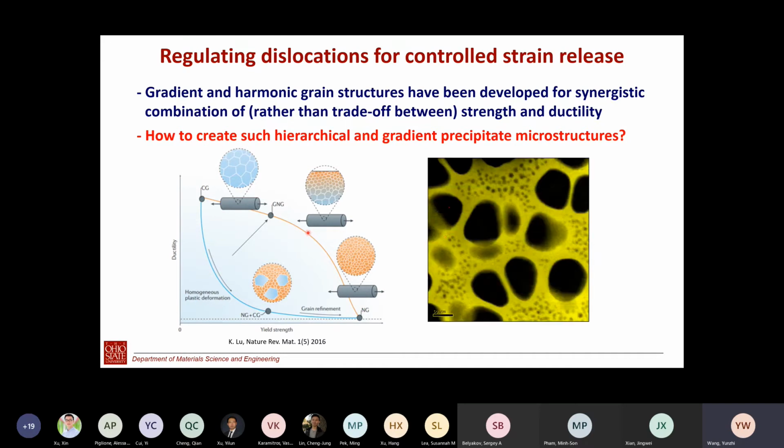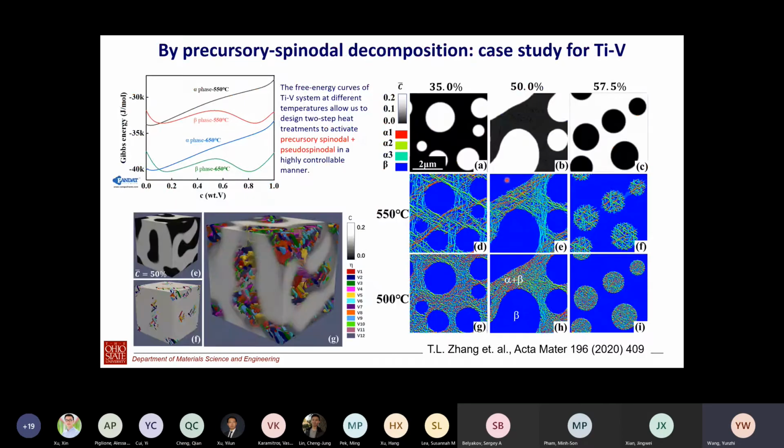So this is a typical microstructure observed in nickel-based superalloys. You can easily develop a bimodal microstructure. You have large precipitates, you have small precipitates. So our idea is, can we design a precipitate microstructure which follows the grain structure we try to engineer, either hierarchical or with a strong gradient? So this is the exercise we did. We used this binary system for proof of concept.